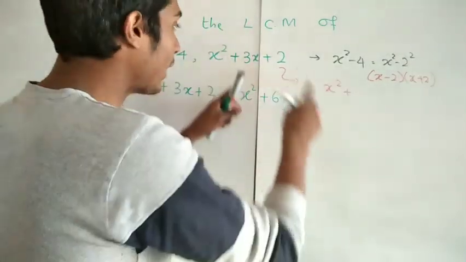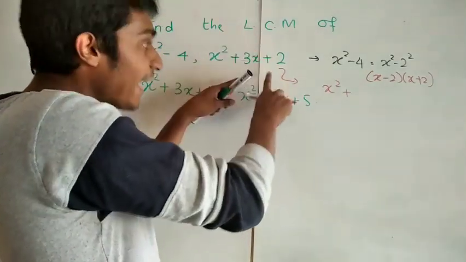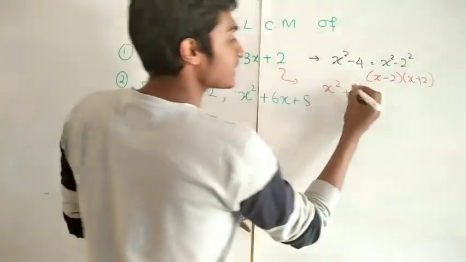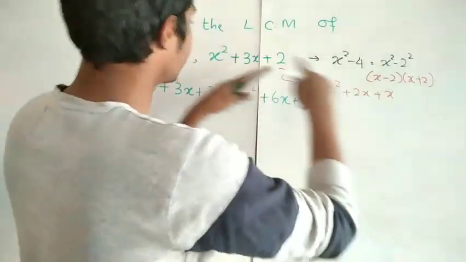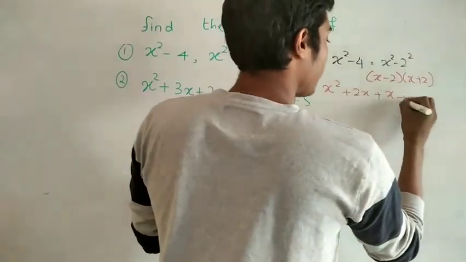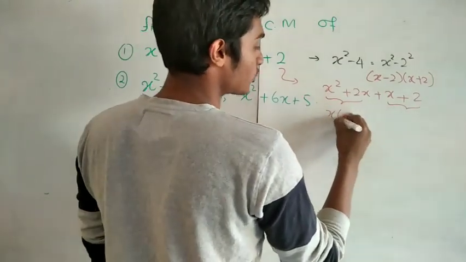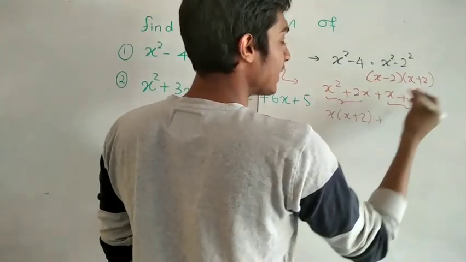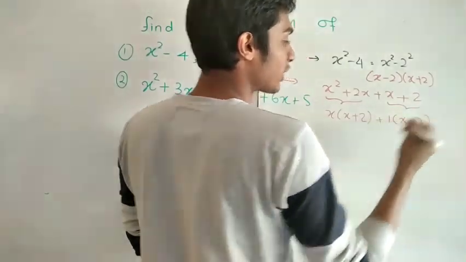Now consider x squared plus 3x plus 2. The 3x should be broken into 2 parts such that when you add them it makes 3x, and when you multiply the coefficients it makes 2. The best numbers are 2 and 1. So 2x plus 1x makes 3x, and 2 into 1 is 2. Now take as pairs: x into x plus 2, plus 1 into x plus 2.